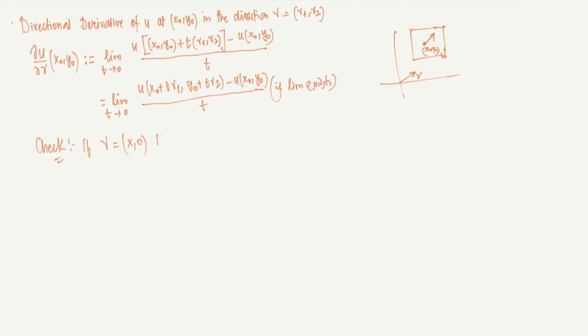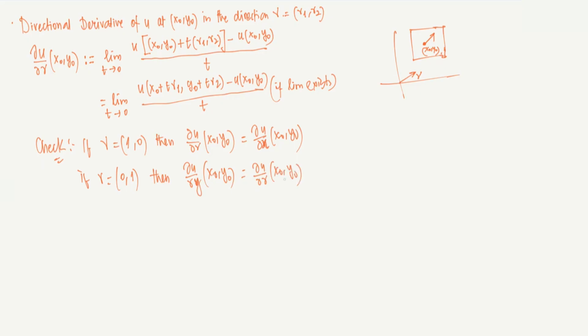is nothing but the x direction, (1, 0), then del u del gamma at the point x naught y naught actually will turn out to be your partial derivative of u in the direction x at the point x naught y naught. And of course, if gamma is the direction (0, 1), then again del u del gamma at the point x naught y naught is nothing but the partial derivative of u with respect to y.